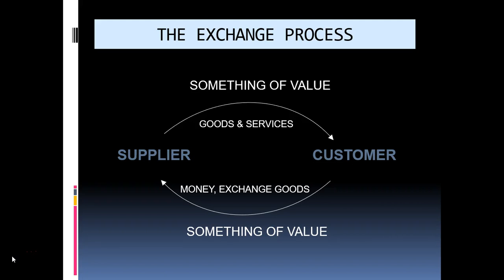So what we think we're going to get out of this, and we'll talk about something of value a little bit later. What is it that we're getting, and could we get something better somewhere else? It's that balancing of the exchange process, if you like, making sure the two are kind of equal.